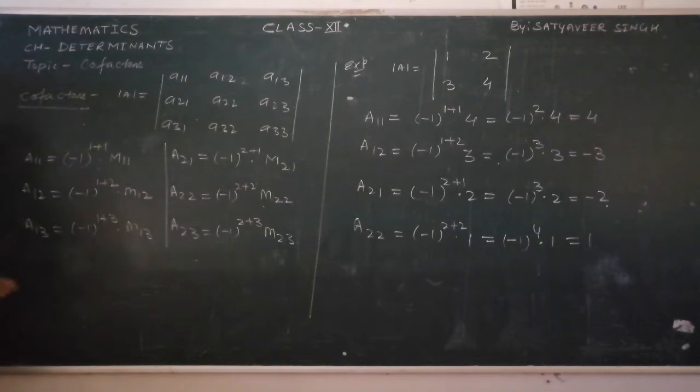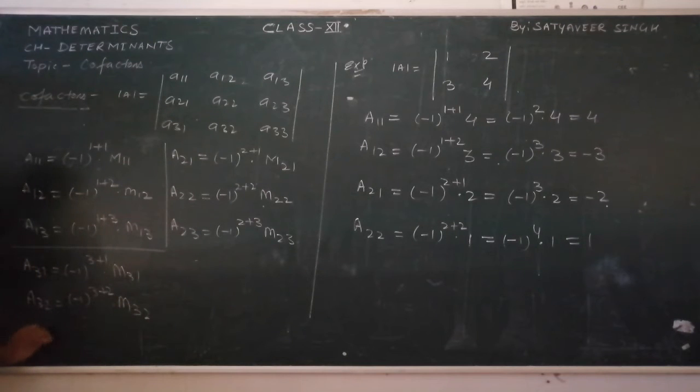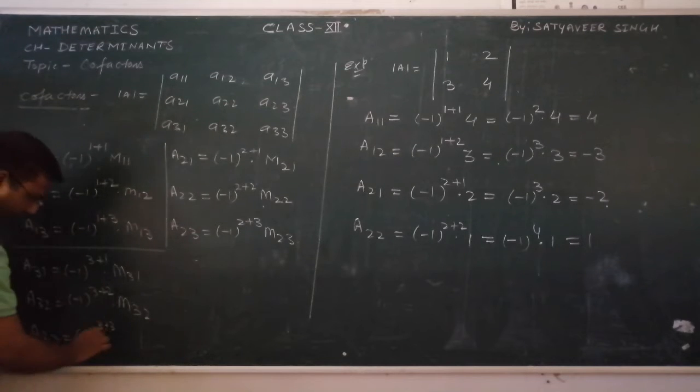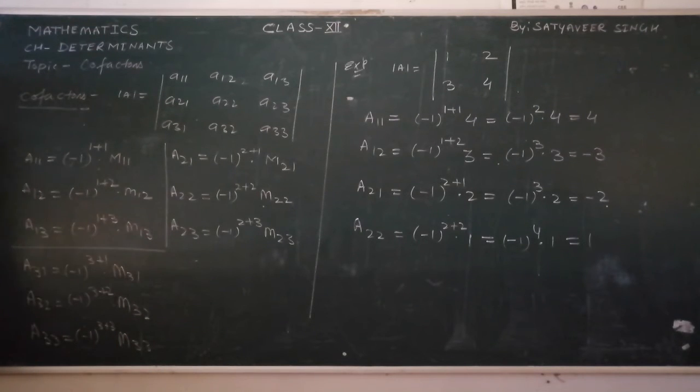And the last row, I am calculating here, what is A31? Minus 1 raised to 3 plus 1 into M31. What is A32? Minus 1 raised to 3 plus 2 into M32. See, students, and what is A33? This is minus 1 raised to 3 plus 3, it is 6, minus 1 raised to 6, into M33. So this is the general method for calculating the cofactors of a determinant of order 3.